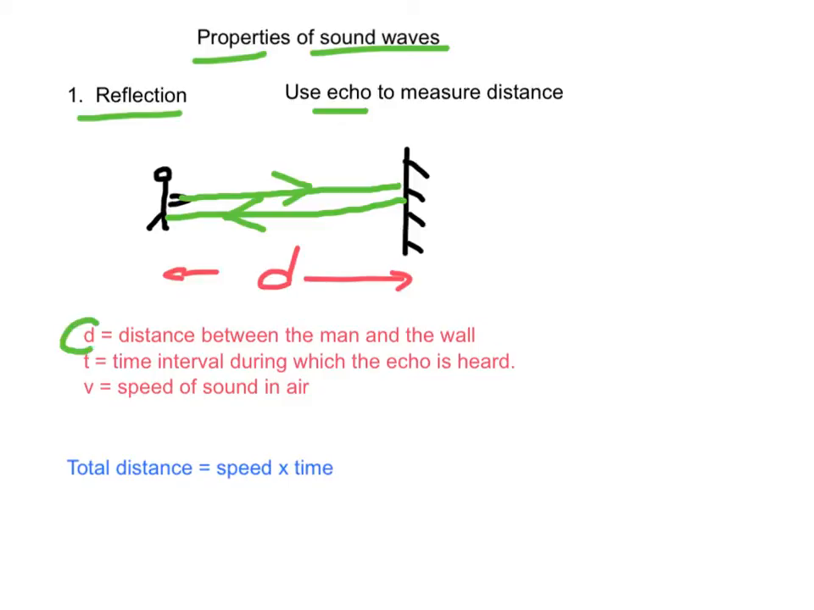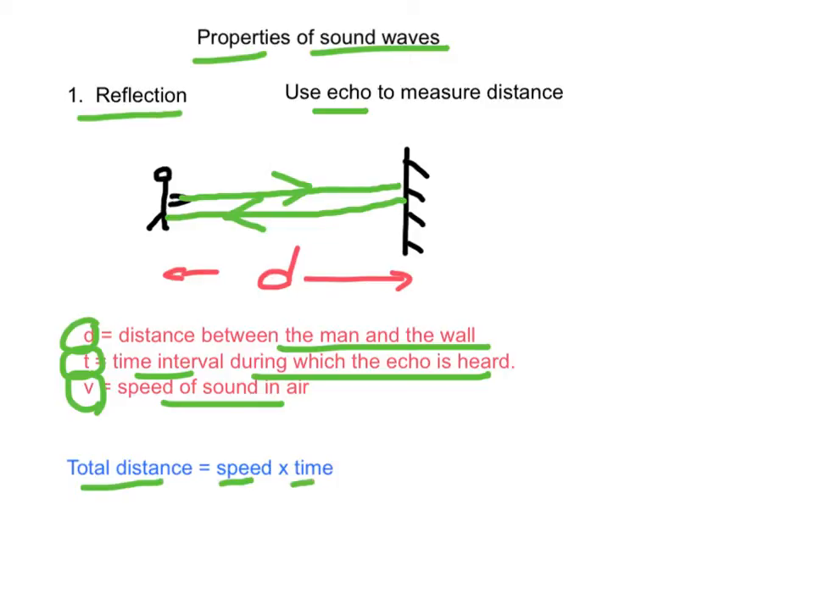Let the distance between the man and the wall be d. The time interval during which the echo is heard is t, and v is the speed of sound in air. Then we have an equation: total distance traveled equals speed times time. We have 2d equals vt.